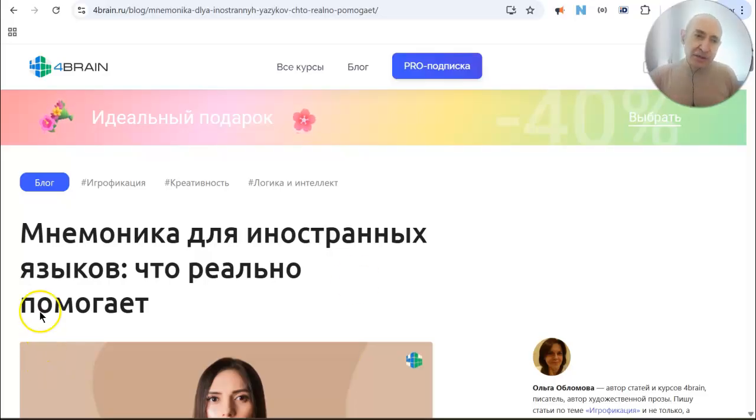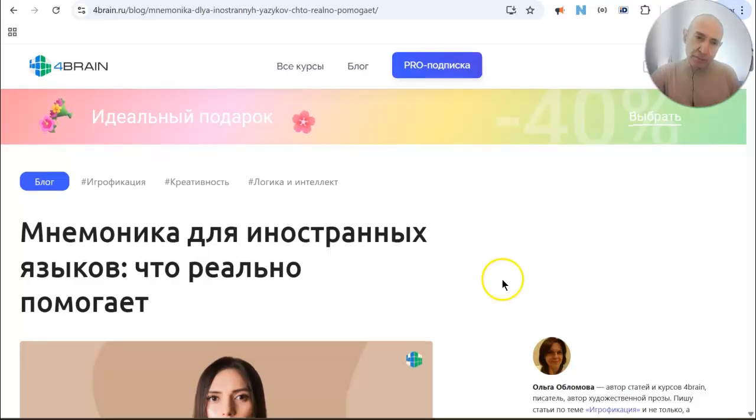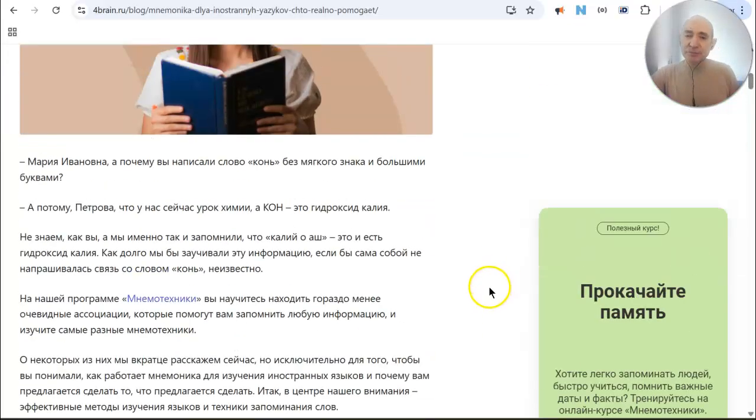We are working on the article «Мнемоника для иностранных языков». Что реально помогает? So, mnemonics for foreign languages. What really helps? If by chance you do not have it printed, you always have a link below this video. But it's much better if you print it out so that you can learn interactively. You can underline things, you can write the definitions above the word and stuff like that. And later on, if something hasn't been explained well, you can always post your questions down below in the comment section.